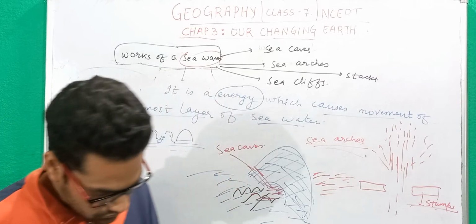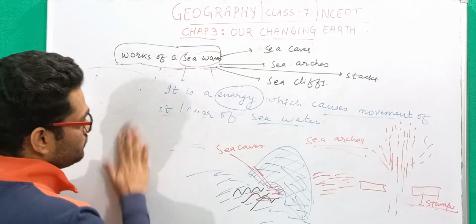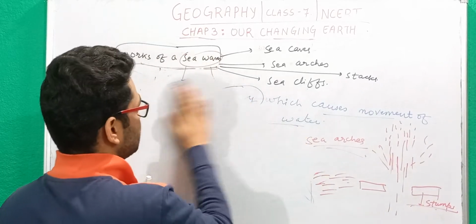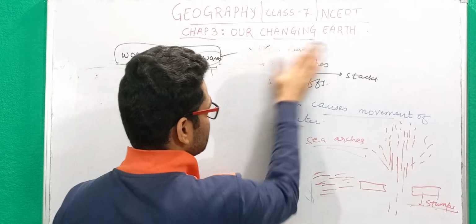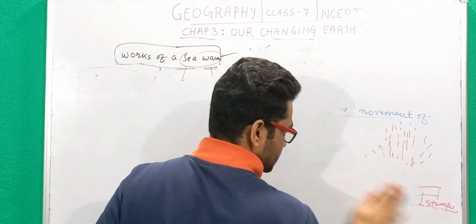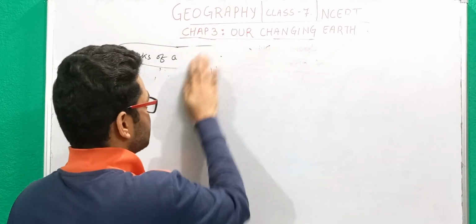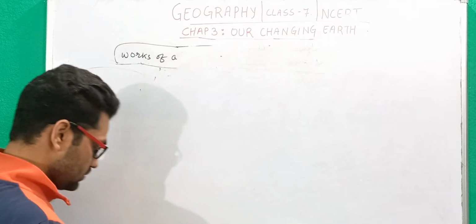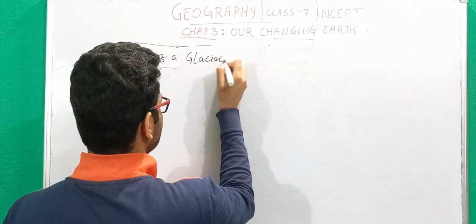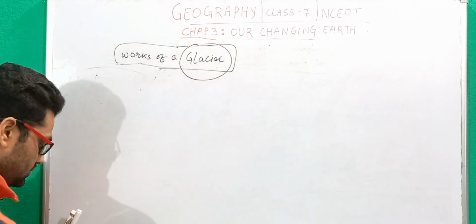Now we have another feature: the work of glaciers. This is very easy to understand. Let's try and understand the different types of erosional activities or erosional landforms caused by glaciers. Before that, first understand what a glacier is.